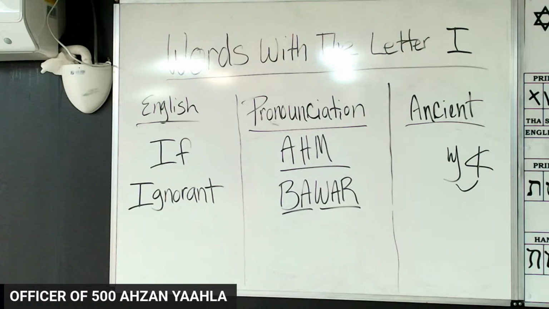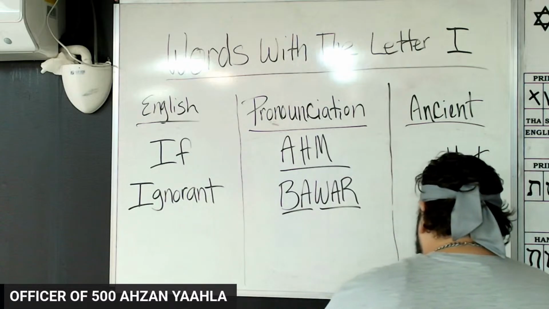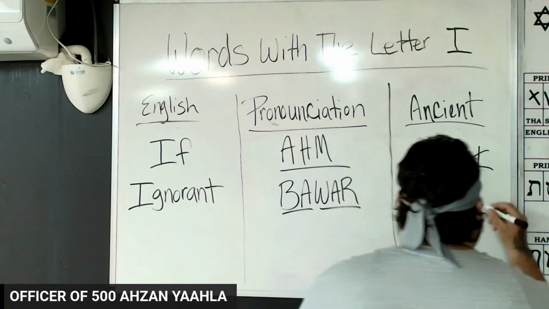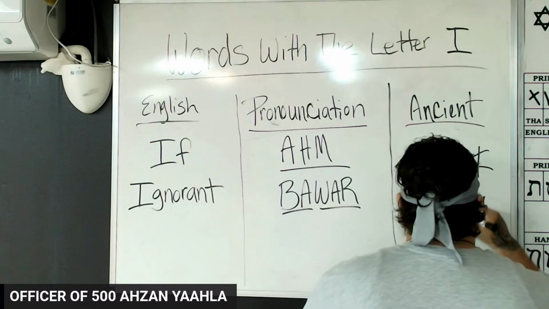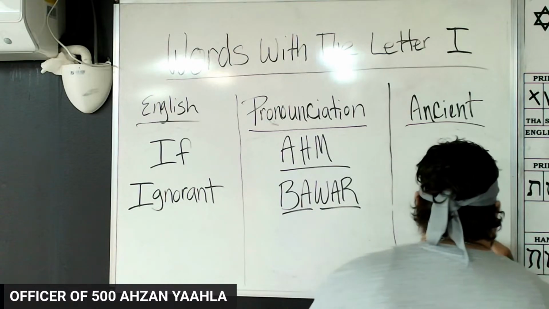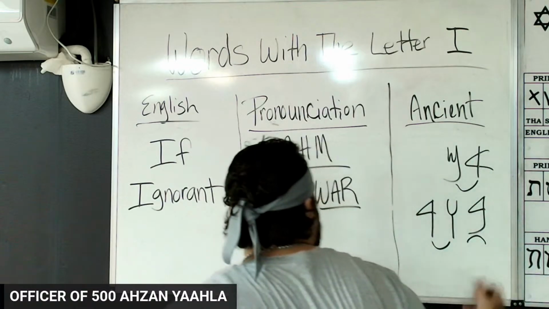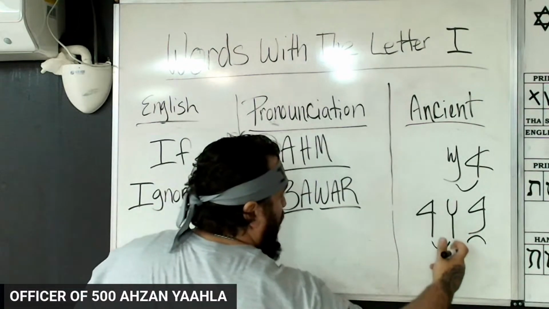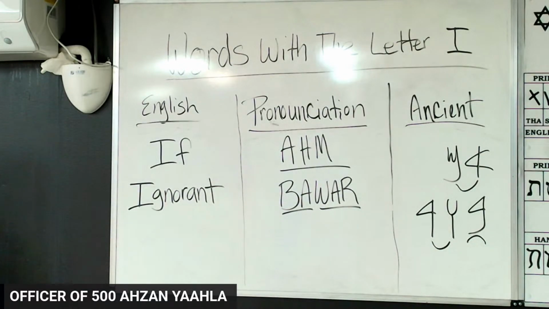I hope everybody had enough time. Now I'm going to go ahead and write it myself so that way everybody gets it. All right. Ignorant. Boom. Ba-war. And that's how you would write it in the ancient.